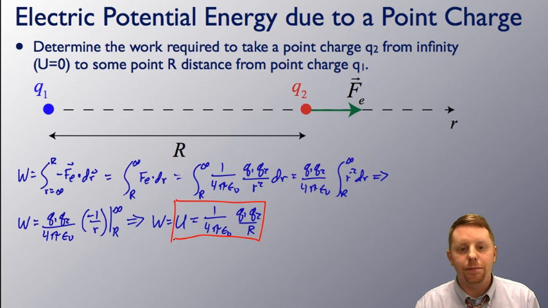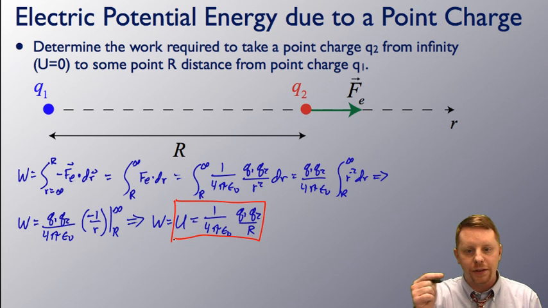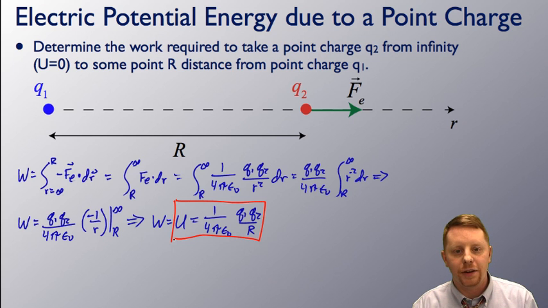Notice that the potential energy is independent of the path we take. Since the electrical force is a conservative force, it doesn't matter whether we go in a straight line or we zigzag all over the place. It only matters what the starting and ending points are, a conservative force.